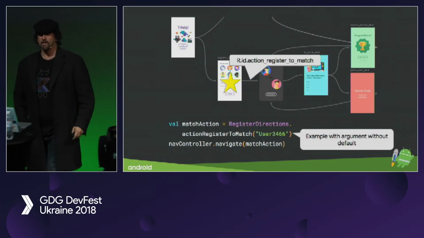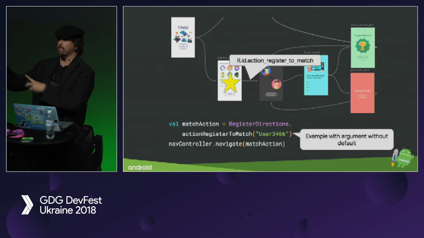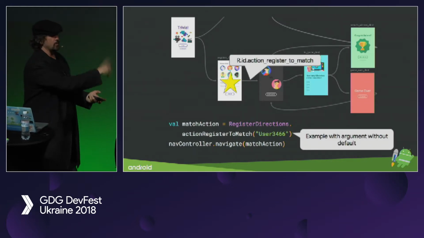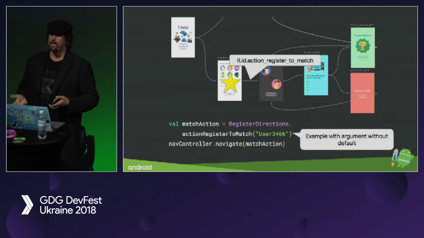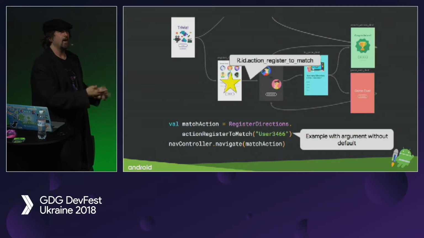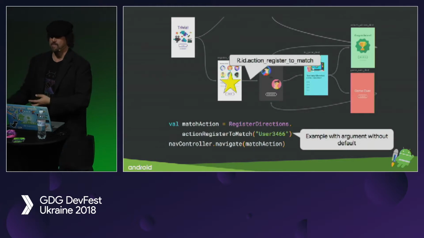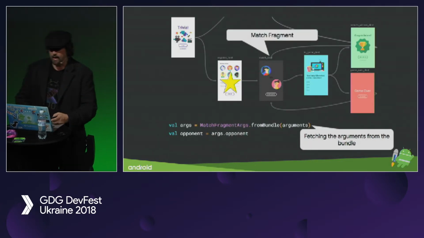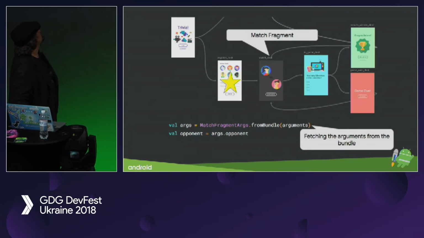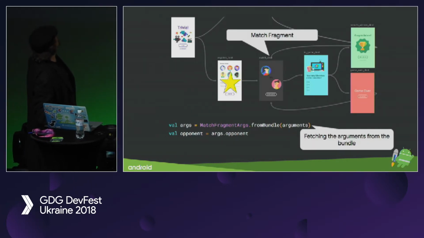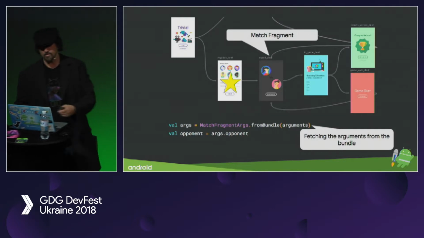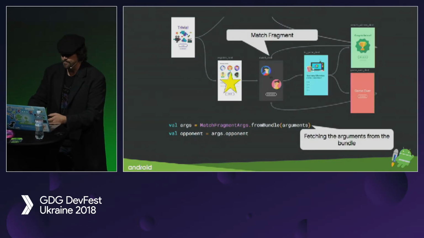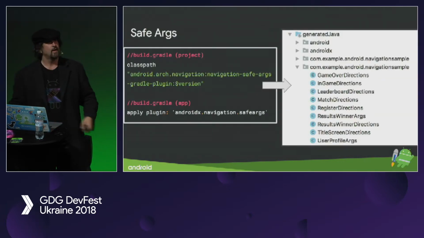So this means that once you've said that this destination requires this argument, once you're using safe args and all of this stuff, you will literally never be in a position where you navigate somewhere and forget to put an argument in. And then once we're back in the fragment, we use the fromBundle method to get a nice version of that, and then we just use the arguments. So it's pretty straightforward, and it will hopefully solve lots of problems.